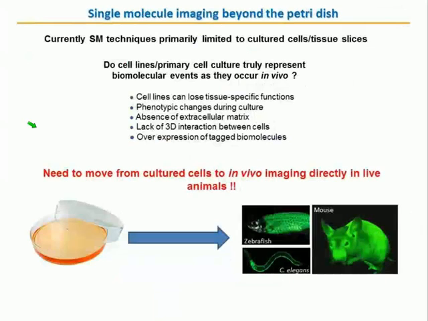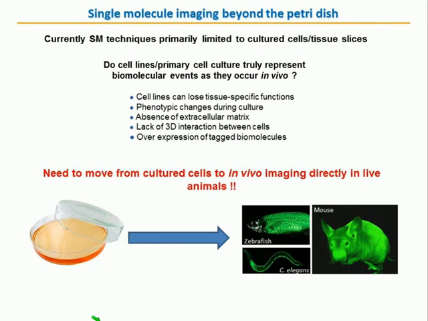One limitation, however, of the current techniques in single molecule imaging is that they're really optimized for cell culture and tissue slices. And there's always a concern when you work with cells that is related to the fact that your cells and the molecular events that take place in the cultured cells might not truly represent biomolecular events as they occur in vivo. A few examples or a few possibilities: a cell line can actually lose tissue-specific function.